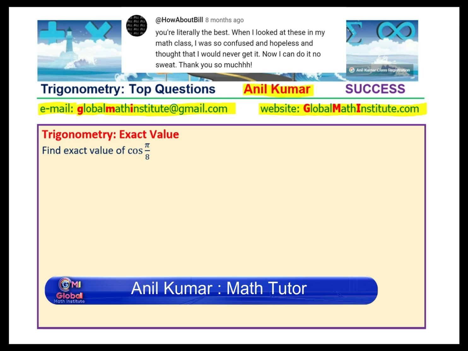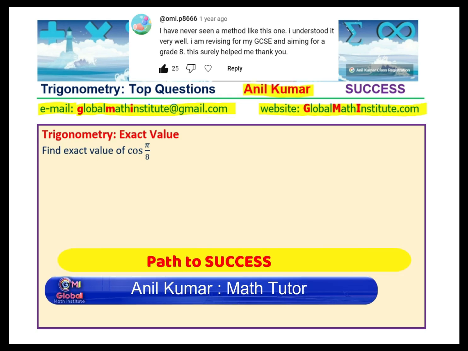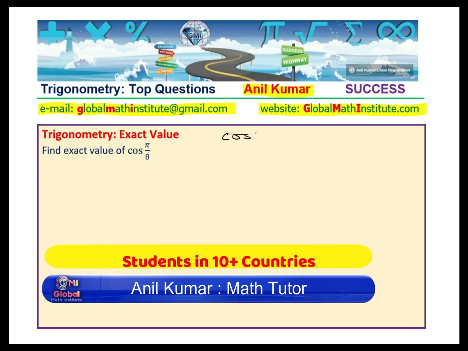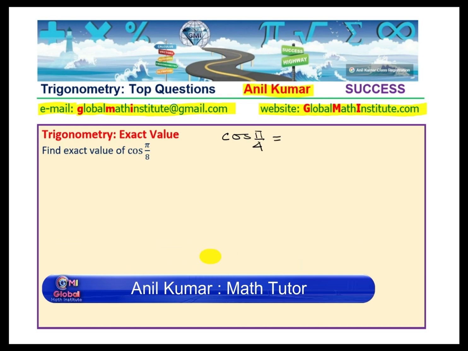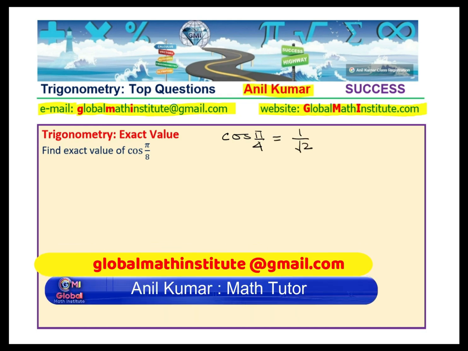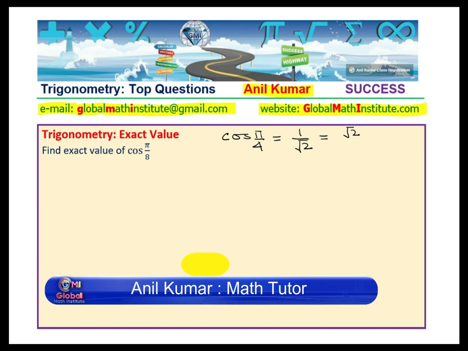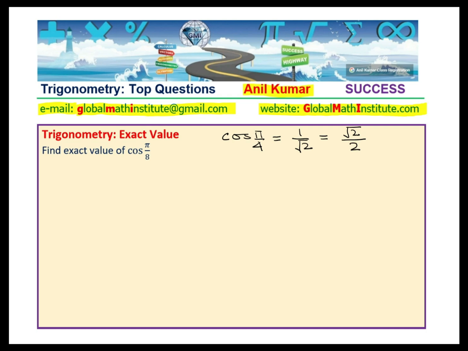Great. Now, we need to figure out what is the exact value of cos pi by 8. We know what is cos of pi by 4. Well, cos pi by 4 is 1 over square root 2. Or we also write this as square root 2 over 2, right? Now, cos pi by 8 we can find by using the double angle formula. Now, let's look into the double angle formula. Cos of 2 theta is equal to 2 cos square theta minus 1.